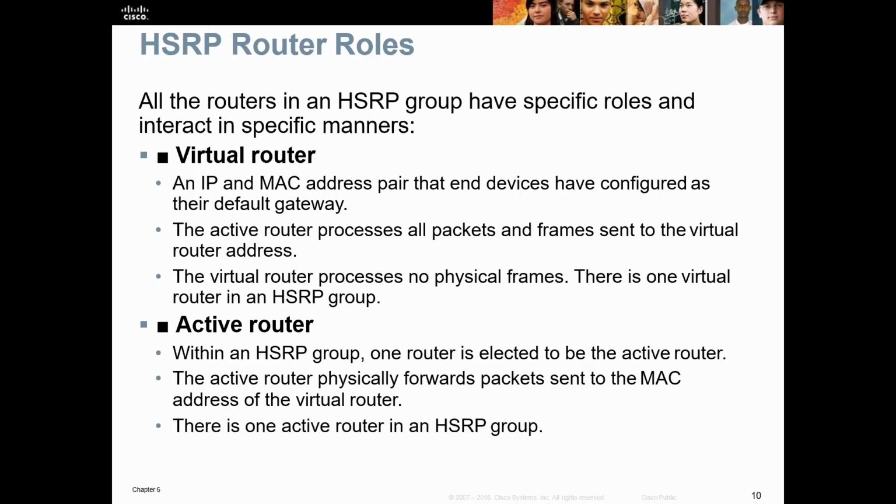There is one virtual router in an HSRP group. So you have the active router now. Within an HSRP group, one router is selected to be the active router. The active router physically forwards packets sent to the MAC address of the virtual router. So there is one active router in an HSRP group.